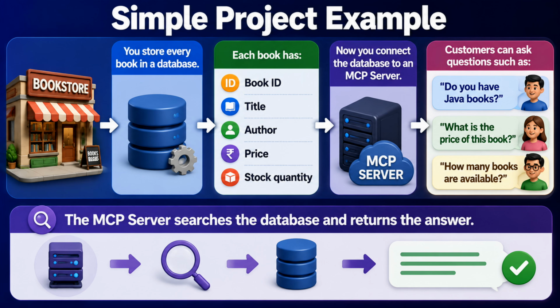Now we will see simple project example. You store every book in a database. Each book has book ID, title, author, price, and stock quantity. Now you connect the database to an MCP server. Customers can ask questions like, do you have Java books? What is the price of this book? How many books are available? The MCP server searches the database and returns the answer.